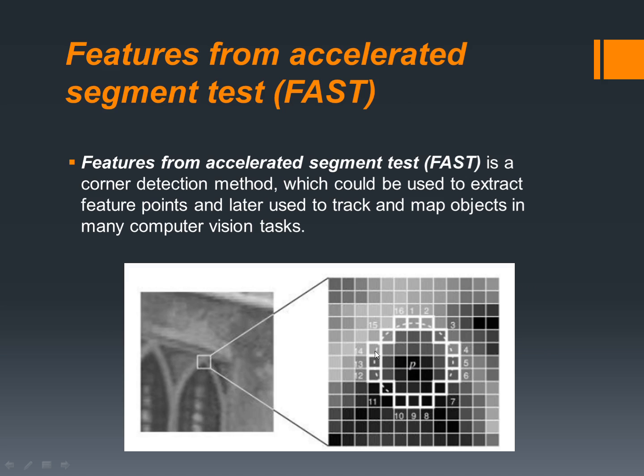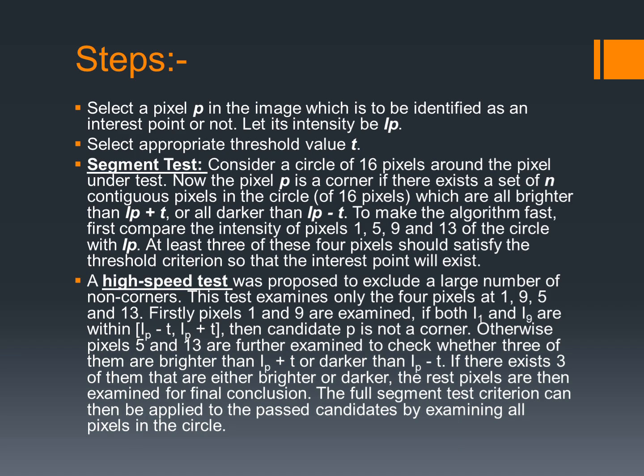Now 5 and 13 are checked in this case. 13 is also brighter, 1 is also brighter, and 5 is also brighter, because the intensities of 13, 1 and 5 are greater than IP plus T. So of course these are brighter, hence it's considered to be a corner point. So now it will check the remaining 16 pixels.